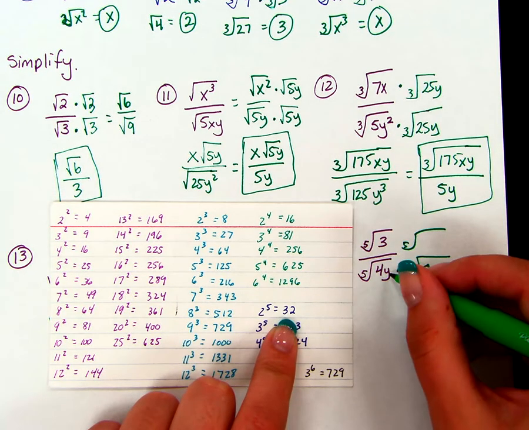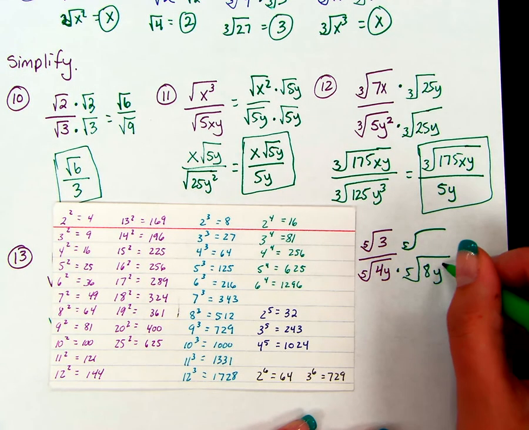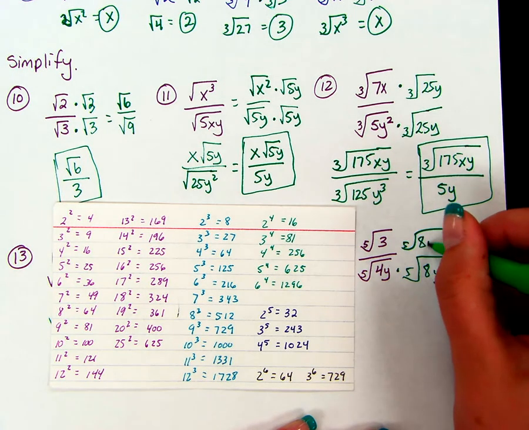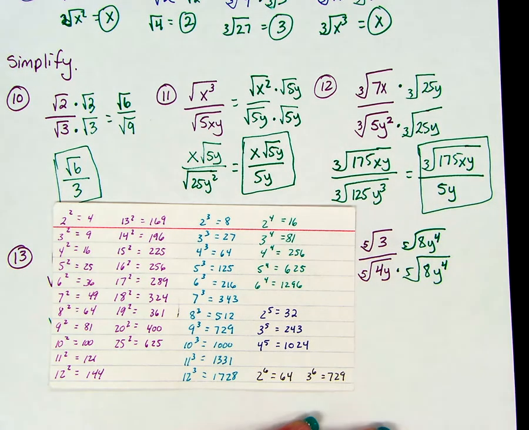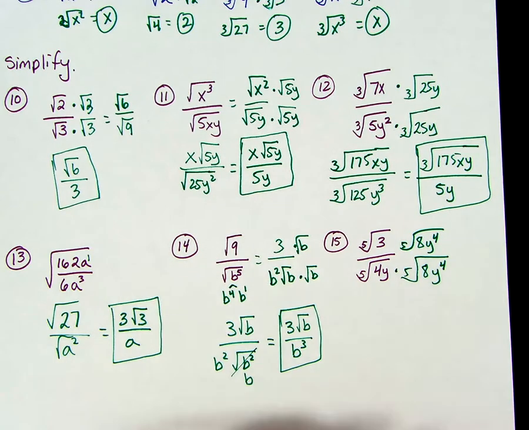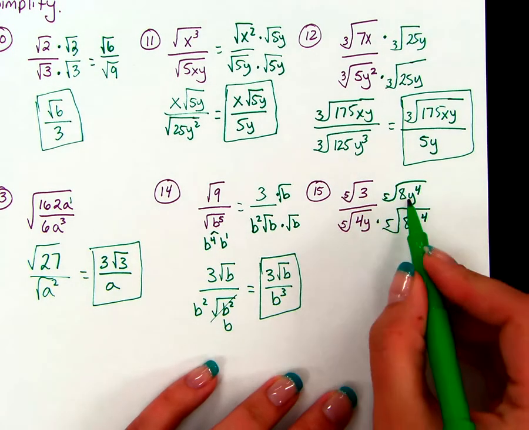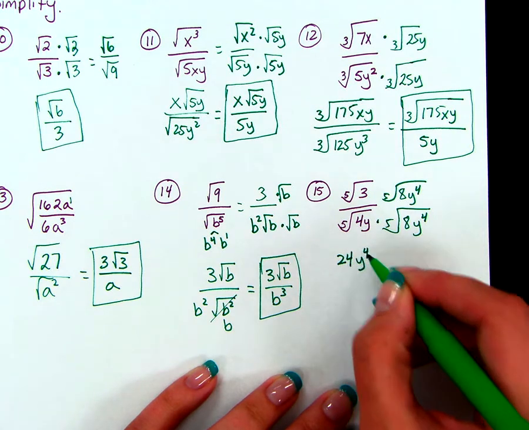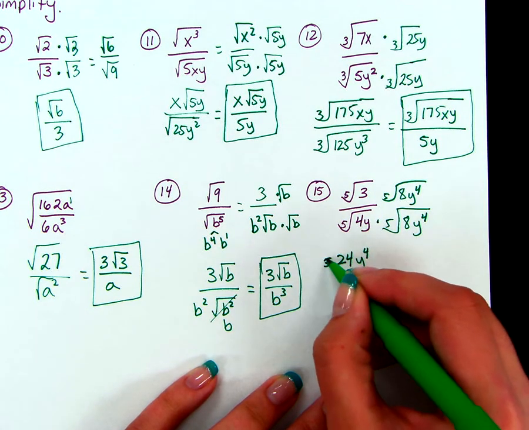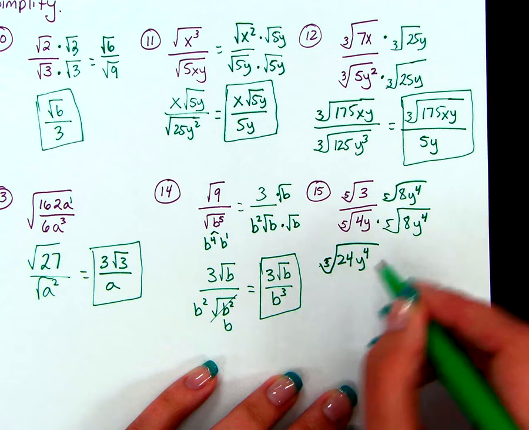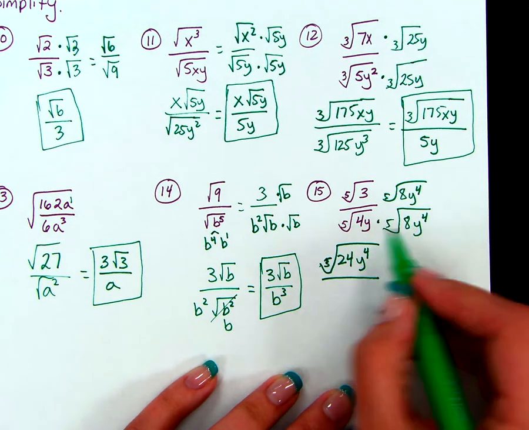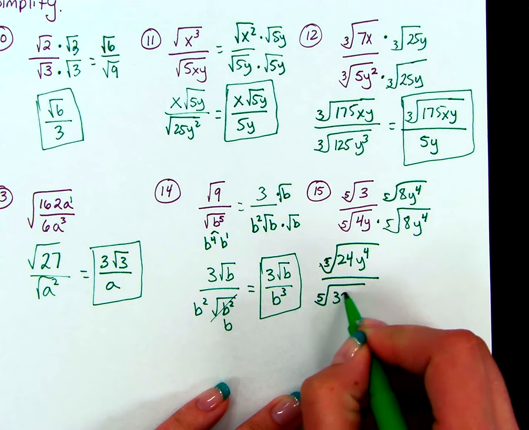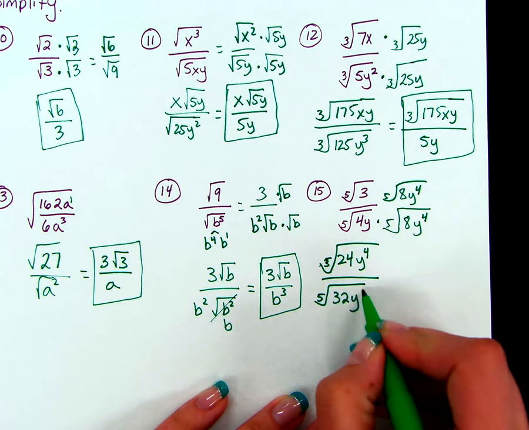And then since we have 1y, we need 4 more to create a perfect fifth. So we're going to multiply by the 5th root of 8y to the 4th. And then we're just going to simplify as much as possible. So 3 times 8 is 24. And then we'll have y to the 4th, still in our 5th root. And then in the denominator, so again, 4 times 8 is 32. So we'll have the 5th root of 32. And then y times y to the 4th is y to the 5th.